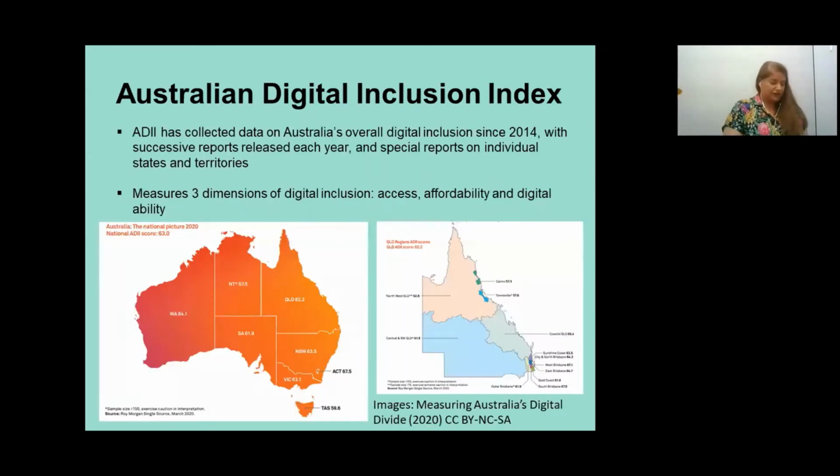The Australian Digital Inclusion Index has been collecting data on Australia's overall digital inclusion since 2014, with successive reports released each year and special reports on individual states and territories. The ADII measures 3 dimensions of inclusion: access, affordability, and digital ability. In 2020, the ADII report found that 2.5 million Australians remain completely offline, although this number is decreasing.